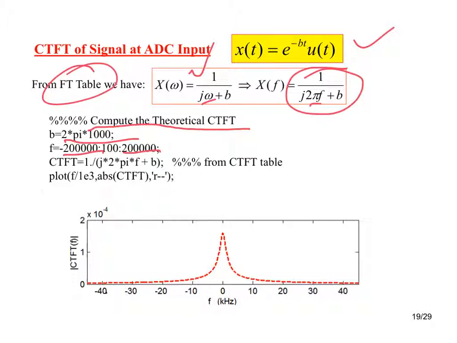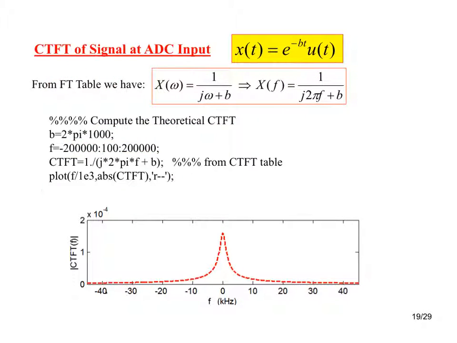But I've zoomed in on this. So I create a frequency axis that ranges over that whole range. And so that's all good. And then here is the equation that computes that. That's simple enough. And the next thing I'm going to do is plot that. I'm going to plot the magnitude of it. So I use my ABS command to plot that.